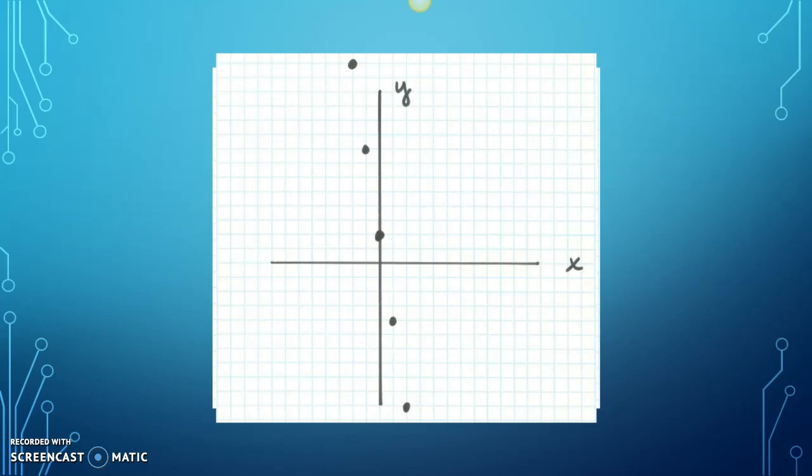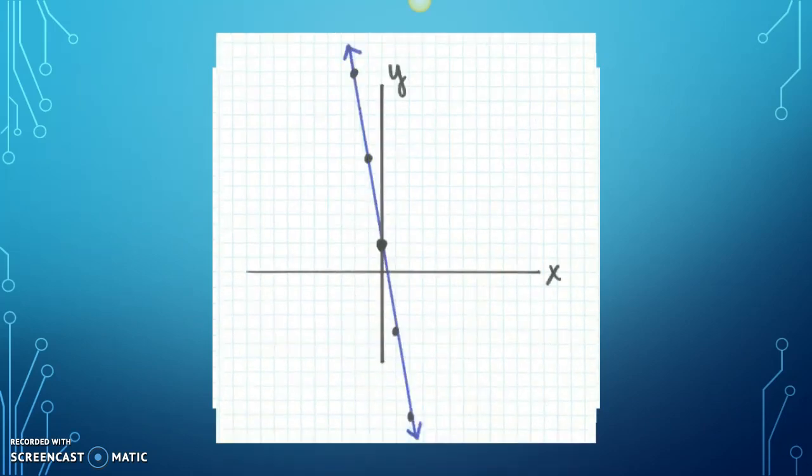Then I'm going to use a straight edge to draw a nice straight line through my 5 ordered pairs. That way I'm filling up all the quadrants. I'm extending my line across the whole entire coordinate grid, and I have arrows on each end of my line.